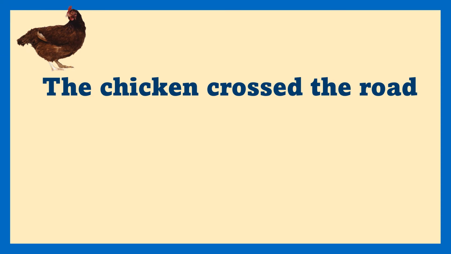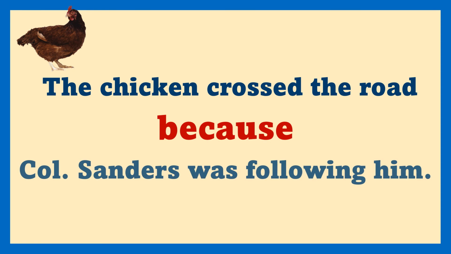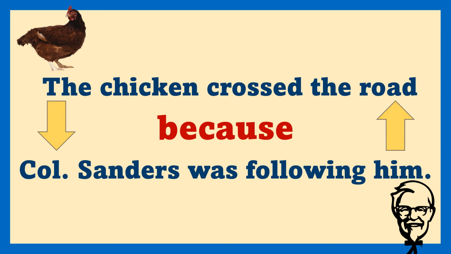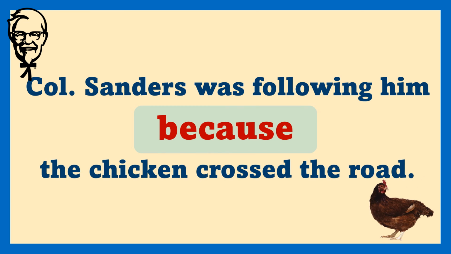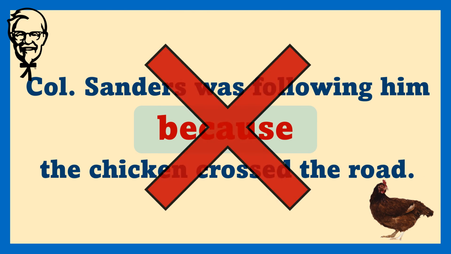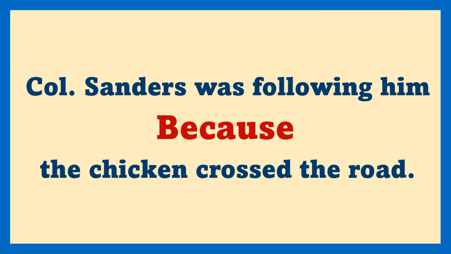Let us try this again, but now with a subordinating conjunction. The chicken crossed the road because Colonel Sanders was following him. Again, we got two clauses, but now we're going to swap them around so that we can see if the sentence makes sense. Colonel Sanders was following him because the chicken crossed the road. That does not make sense. Colonel Sanders is not following the chicken because he crossed the road. He's following the chicken for a different purpose. Therefore, we have to reconsider how this sentence should be structured.